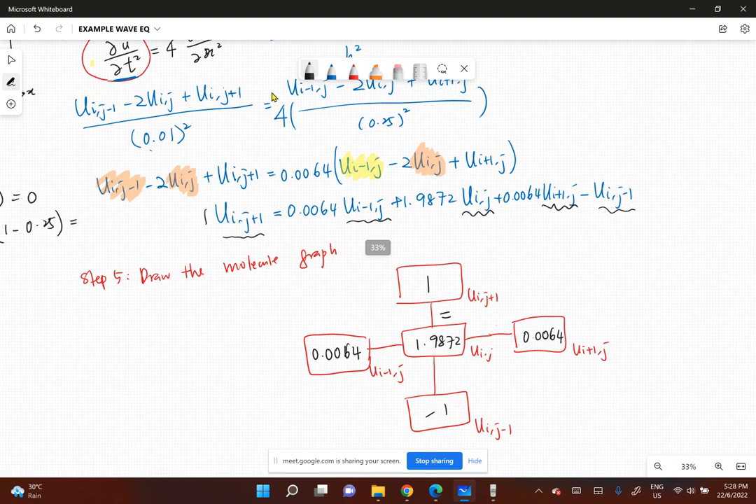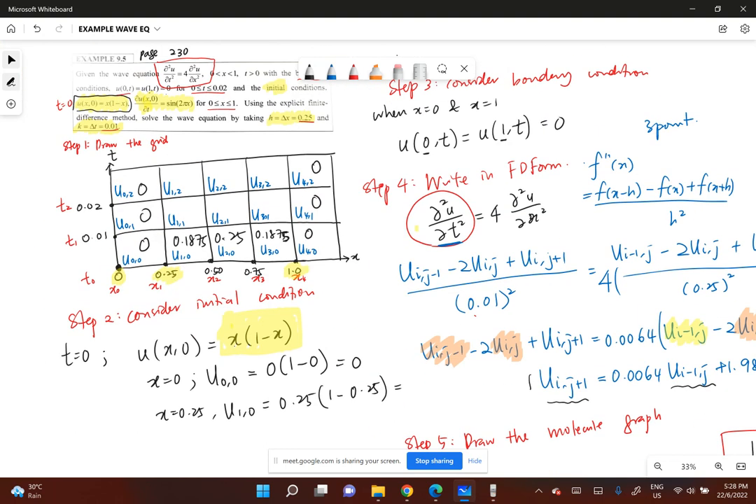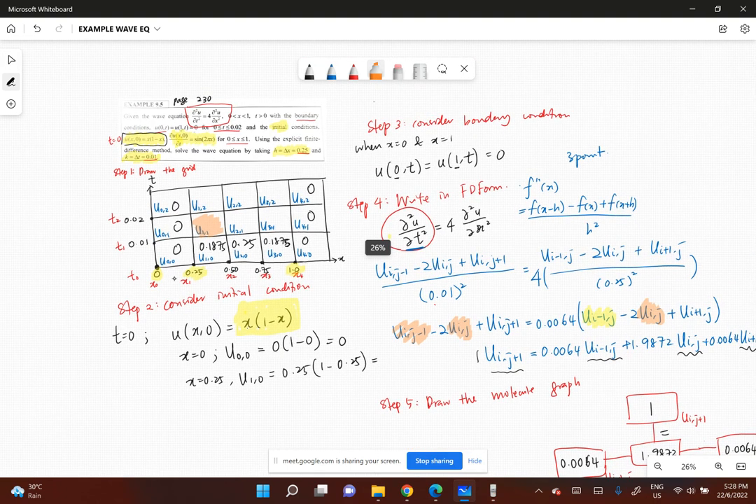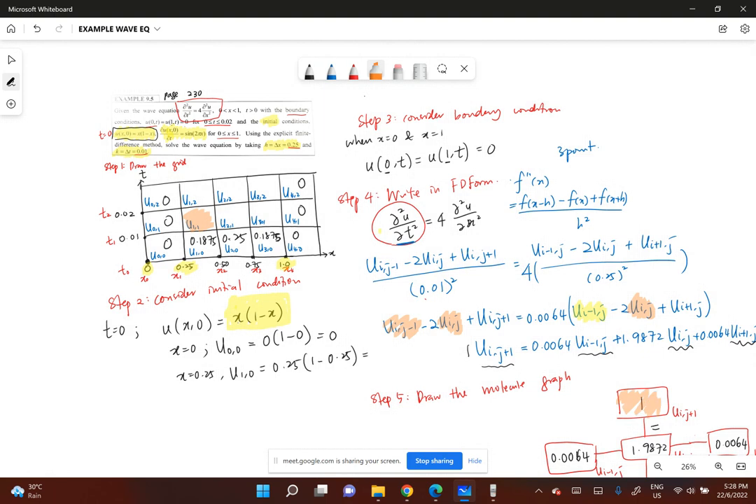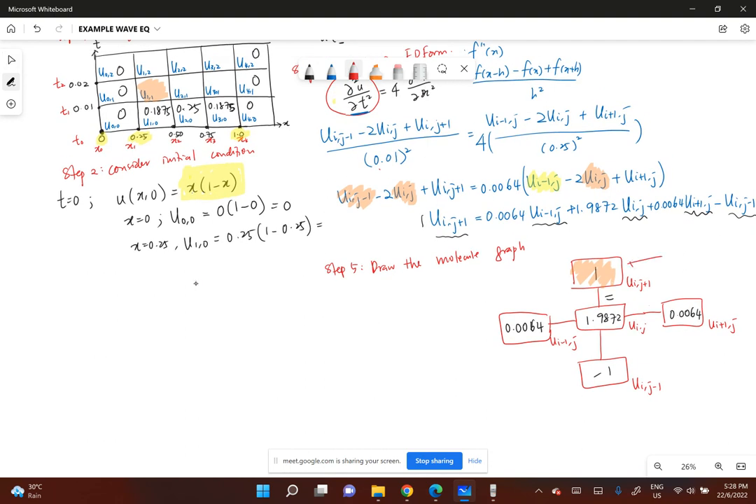Tapi molecule graph ni tak boleh guna pakai untuk the first level. Like I mentioned before, because we don't have the molecule, this one is our target cell. Sekejap saya kecilkan lagi. So kalau tengok sini, 1, 2, 3, 4, ada bawah satu lagi sini. So we don't have this one, so we cannot use this molecule graph. So we have to substitute the value of u_i,j-1 dulu. Okay. So I delete it.